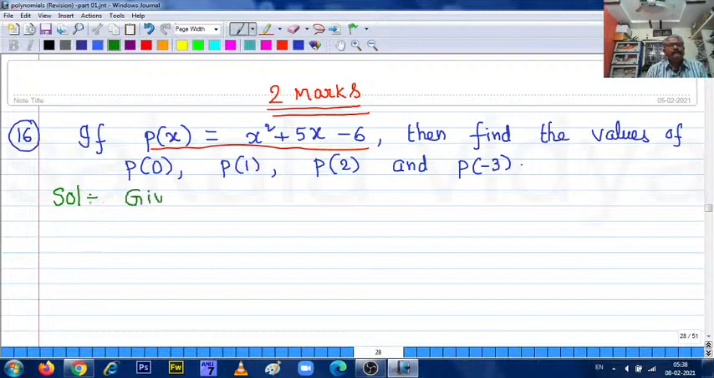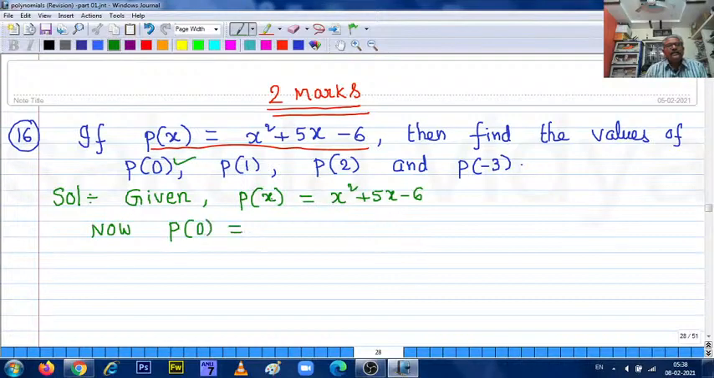Given p of x equals x square plus 5x minus 6. Now first p of 0 let us find out. P of 0. What do you mean by p of 0? In the place of x, 0. Here also in the place of x, 0. 0 square plus 5 into 0 minus 6.